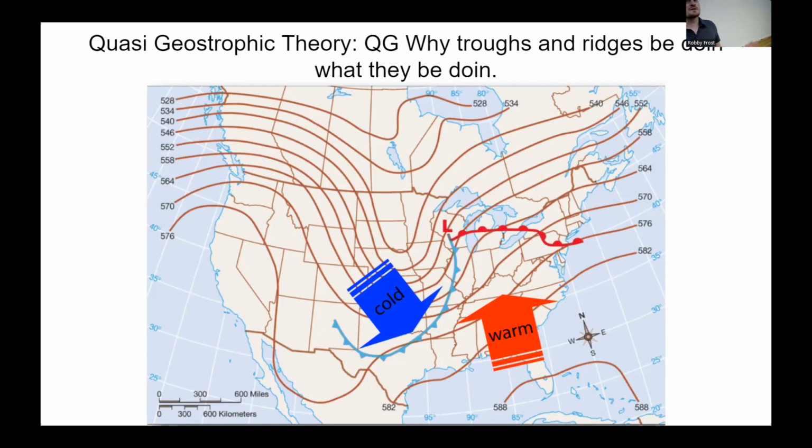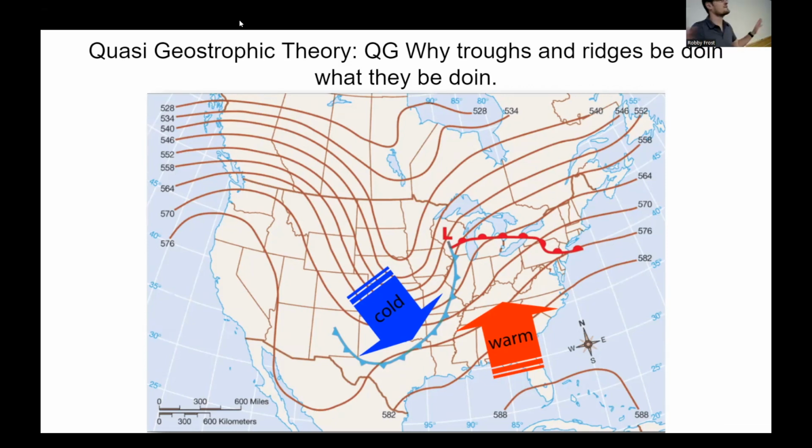But I wanted to talk to you guys today a little bit about something called quasi-geostrophic theory, or QG, if you've heard of that acronym before. So we just talked about surface analysis and why that's really important. But have you ever wondered, why is the surface low actually there? Anybody? Well, this might be able to tell you a little bit of why. So QG stands for quasi-geostrophic theory.